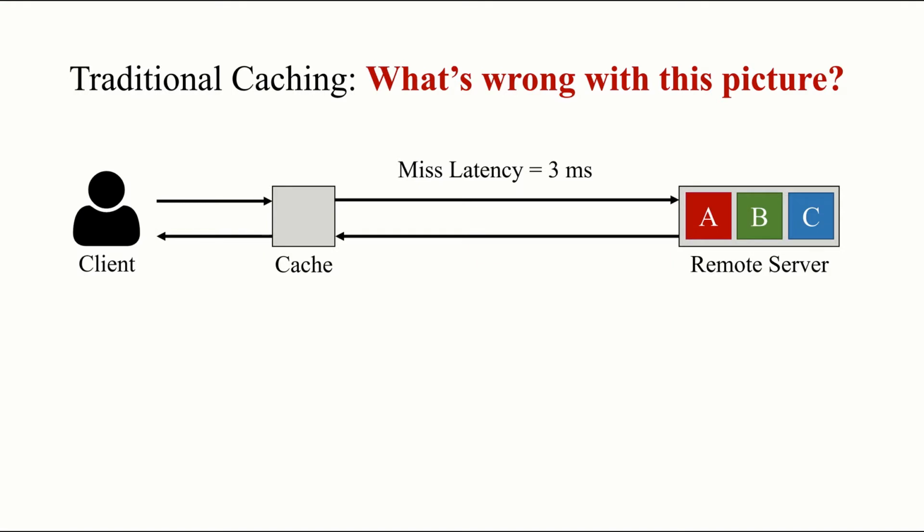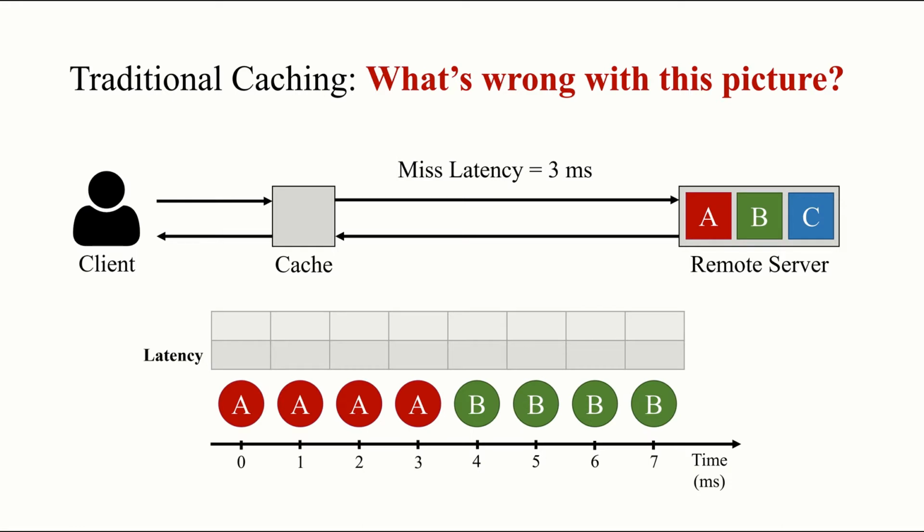Here we have our client talking to the remote server via our key value cache. Our backing store contains three objects labeled A, B, and C. Let's assume that our cache is of size 1 and the RTT between the cache and our backing store is 3 milliseconds. We also have the following request sequence, with a new request arriving at the cache every 1 millisecond. When the first request to A arrives at t equals 0, our cache is empty. Consequently, the cache must first fetch this data from the remote server, and the request experiences a cache miss, with a latency of 3 milliseconds.